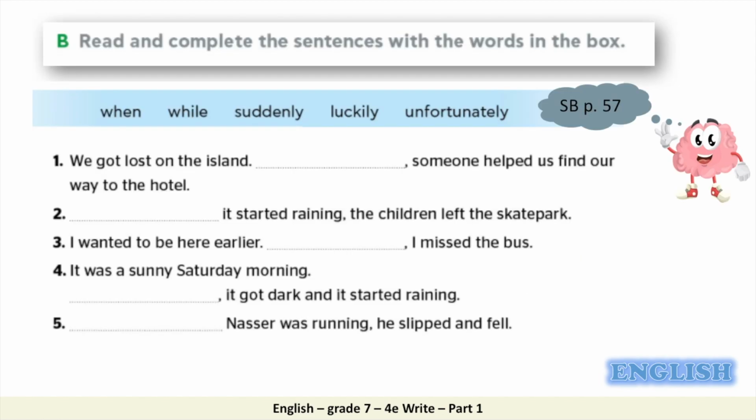Let's practice. For exercise B, in your student book, page 57, you need to read and complete the sentences with words in the box. Let's do number 1 together as an example. We got lost on the island. Someone helped us find our way to the hotel. Something good happened after something bad.